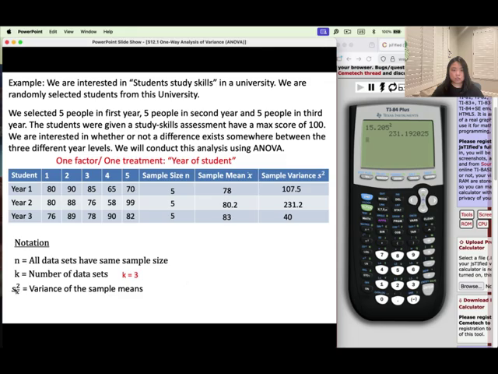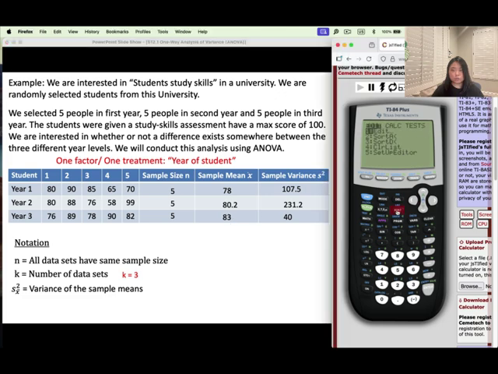Okay, now look at the new notation. This is called the variance of the sample means. So means, like I do have the sample mean here, and I want to use these 3 numbers to find the variance. So what we're gonna do, go to the stat, add the number 1. I'll use the L4 as well. So 78, enter, 80.2, enter, 83, enter. Okay, find out the variance using these 3 data.